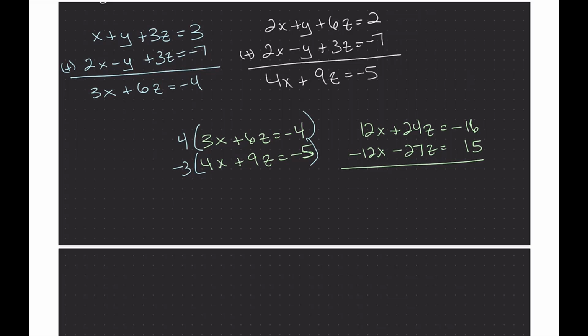Miraculously, it's like magic, my x's are eliminated. And then I have negative 3z equals negative 1. Then I'm going to divide by negative 3, and I get z equals 1/3. So I'm a third of the way done. I got my z. Now I'm just going to work backwards into my equations to figure out my x and my y.